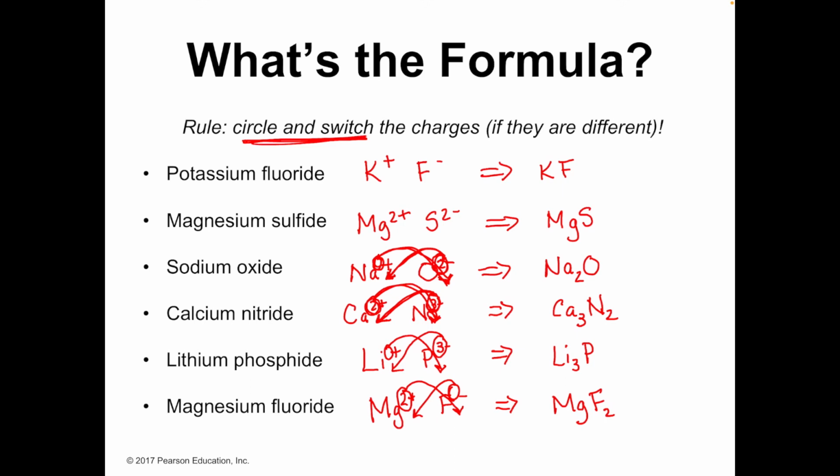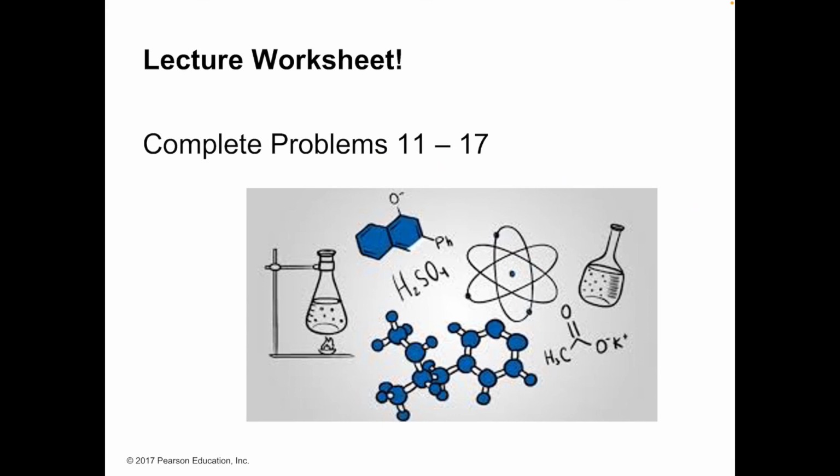I want to make a note here. Say that you hadn't noticed on magnesium sulfide and you'd written this Mg2S2. What I want you to notice, if you ever do that, do you see that there are both 2s? That means that we need to reduce this. We need to write it in a lower ratio. And so you would divide both of those subscripts by 2 and you would get MgS. So if you ever do this accidentally, just notice that they can both be divided by 2 and make it the correct compound.